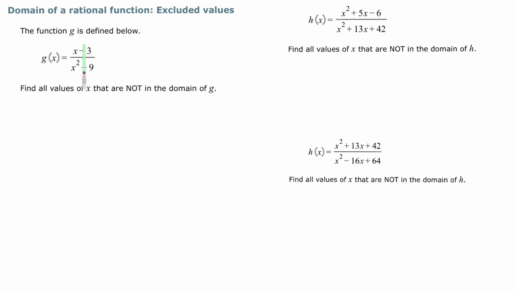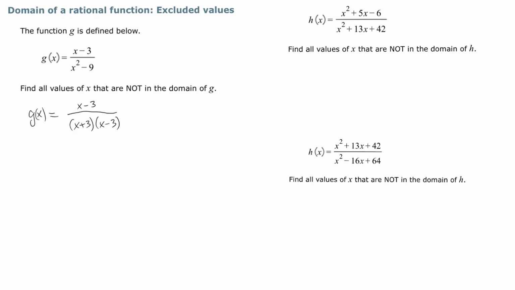The function g is defined below. Find all values of x that are not in the domain of g. g here is a rational function. There's a polynomial in the numerator, and there's a polynomial in the denominator. We are very concerned with the denominator. Let's check it out. g of x is equal to x minus 3 over the quantity x plus 3 times the quantity x minus 3.